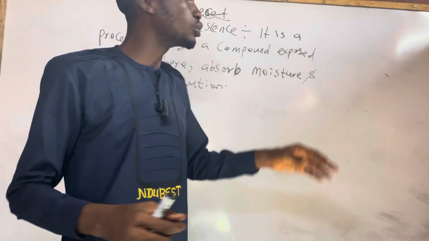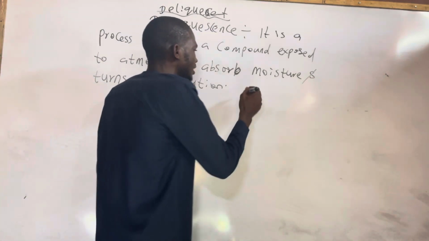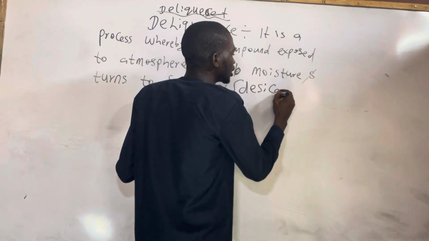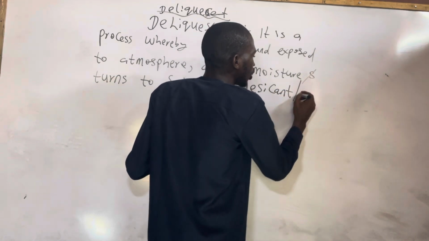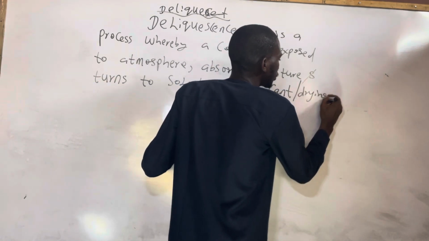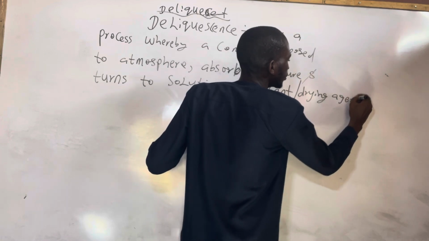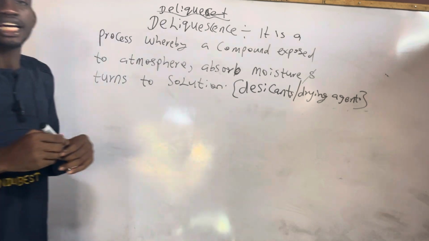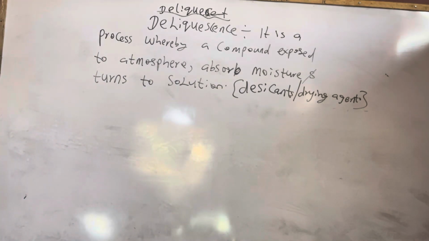I will give you a simple formula to know this. They are called desiccants. JAMB will ask you, the one that is called desiccant is called what? Desiccant or drying agent. They are called desiccants. JAMB will ask you this question live and direct.